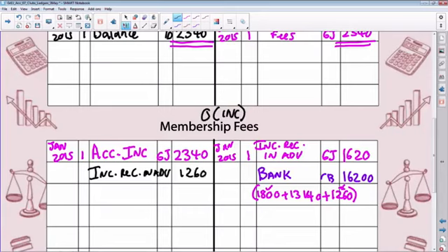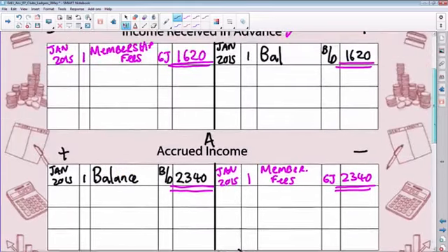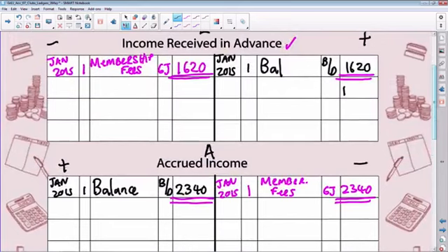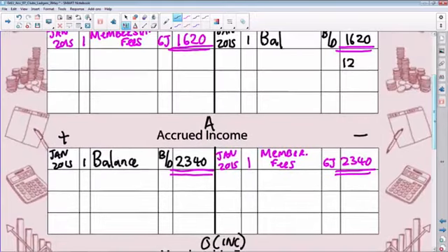1,260. And remember, this is an entry that's made at the end of the current financial year, so the 31st of December. So I'm now transferring 1,260 to a liability account called income received in advance. It doesn't belong in this financial year. So if I go back to income received in advance, I'm now crediting income received in advance 1,260. Okay, and this came from my membership fees account on the 31st of December 2015. You guys got that? Okay.